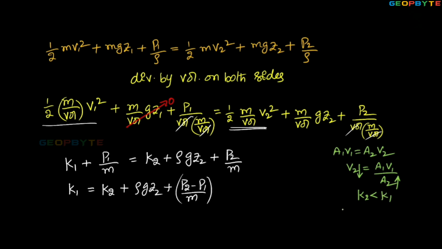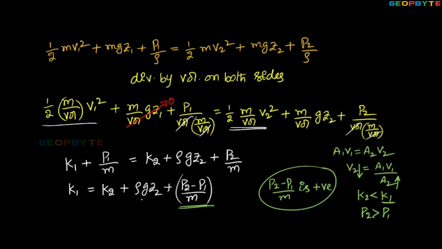On the other hand, by the time the kinetic energy is decreasing, pressure energy increases. So P2 is more than P1. Now here K2 is less than K1 and P2 is more than P1. Therefore, P2 minus P1 by m is positive. This is a positive quantity, and it is added to rho g Z2, it is added to K2. Therefore, I can say that K1 is greater than K2. That is the relation between K1 and K2.